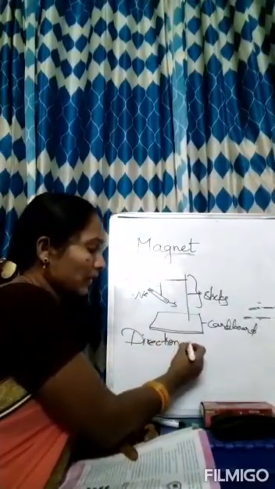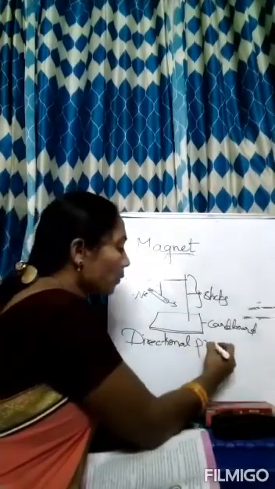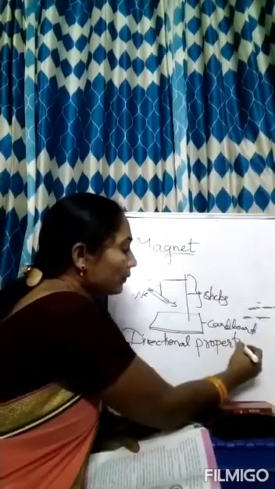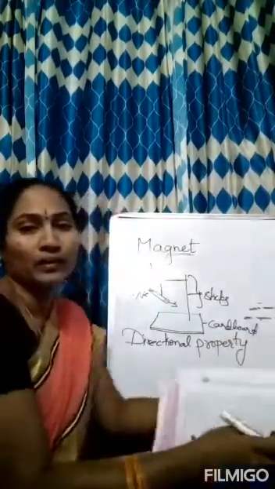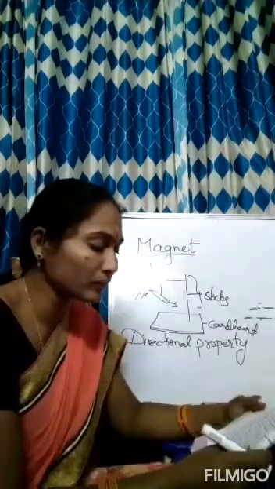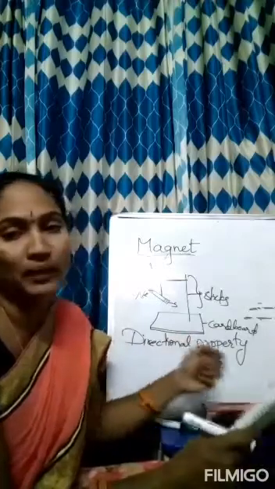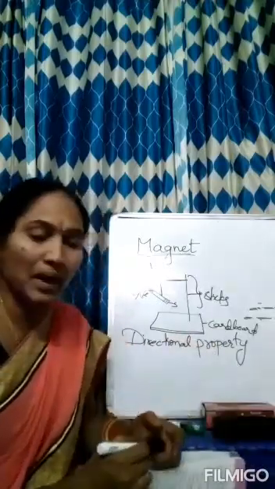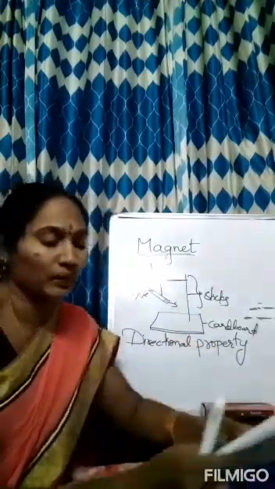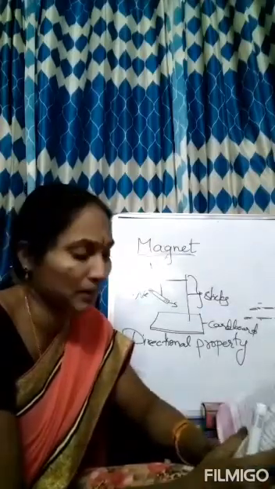Once again I will repeat, this property is called the directional property, and it's very, very important, and you have to just stick it there, very important. It is exhibited only by magnets, and we use this property to make a magnetic compass. So the next topic is about the magnetic compass.